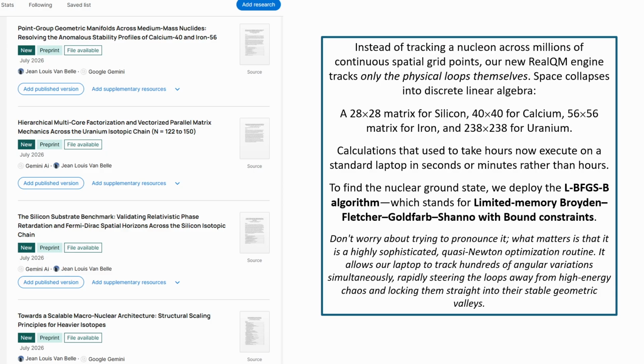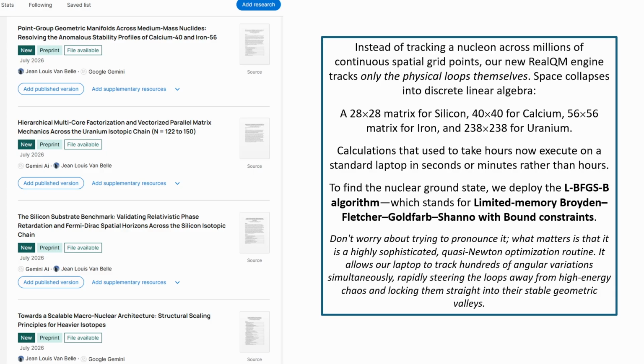The algorithm is referred to, I found it out actually a bit later because we built it up from scratch, but apparently it's in the class of what is referred to as limited-memory Broyden-Fletcher-Goldfarb-Shanno with bound constraints optimization algorithms. And don't worry about trying to pronounce it. As I said, what really matters is it's quasi-Newton, I would say, Newtonian relativistic physics combined with Maxwell's equations in an optimization routine.